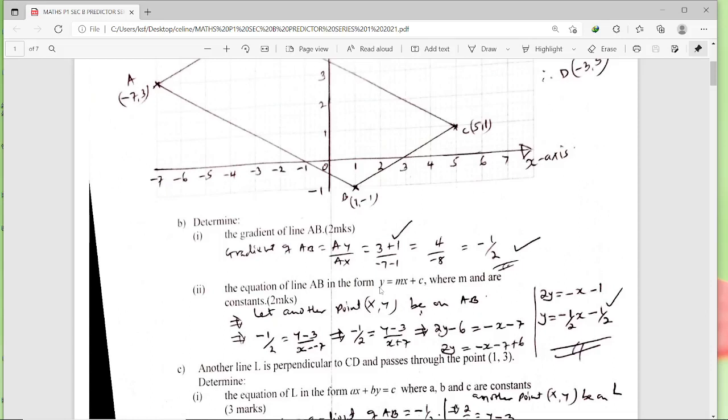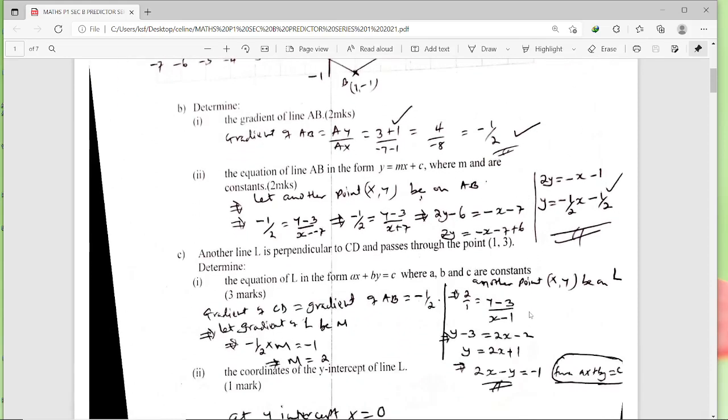But the form we are told is y equals mx plus c, so we make sure we remain with only y here. So we divide by 2 all through, and we remain with y equals negative half x minus half. So that is the equation in this form.